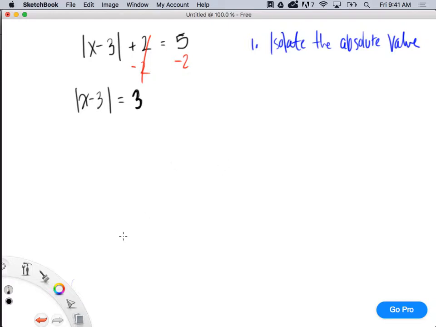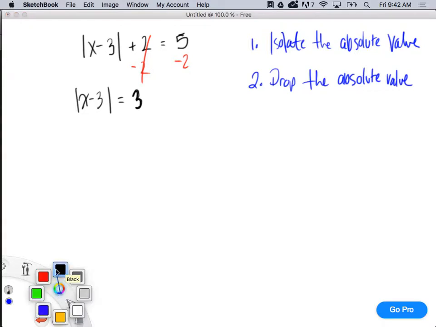Second step. Drop the absolute value brackets. So the second step is as simple as that. Once I've isolated it, I drop the brackets.